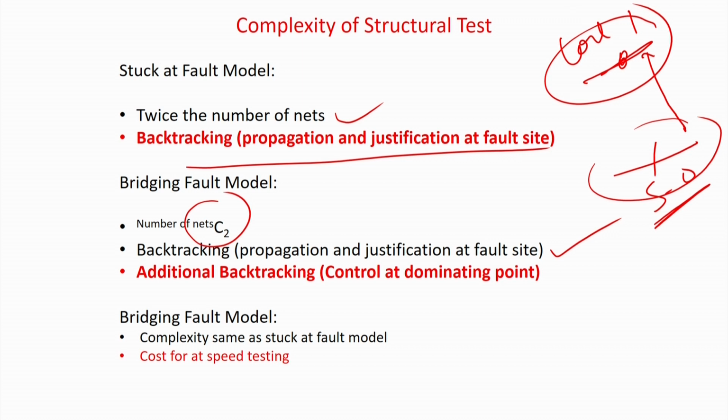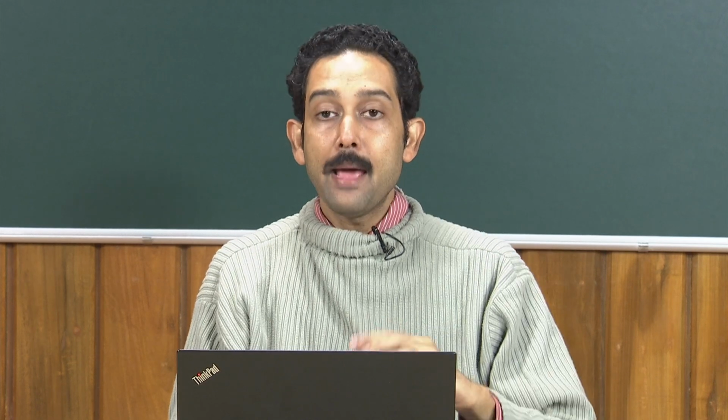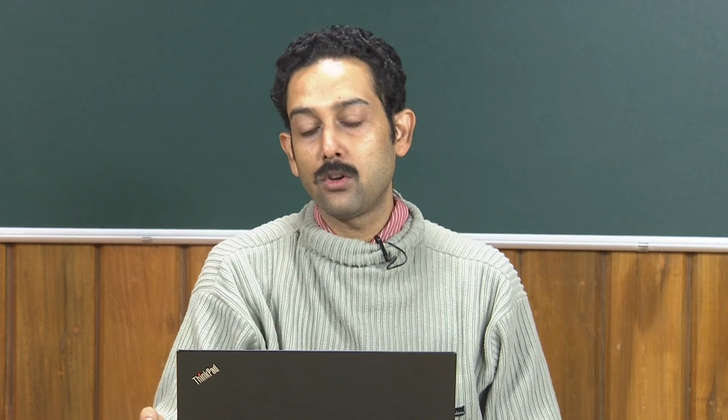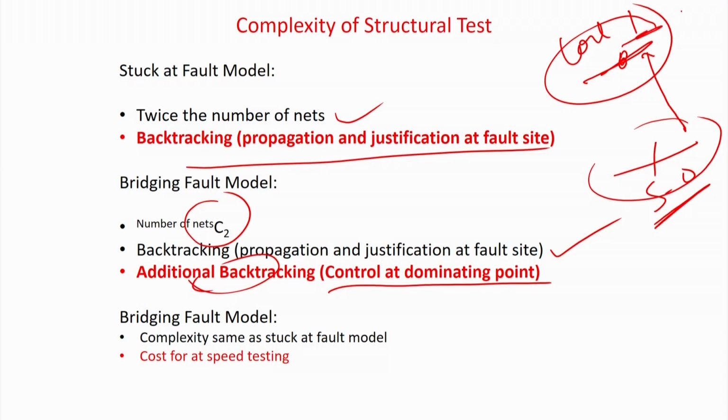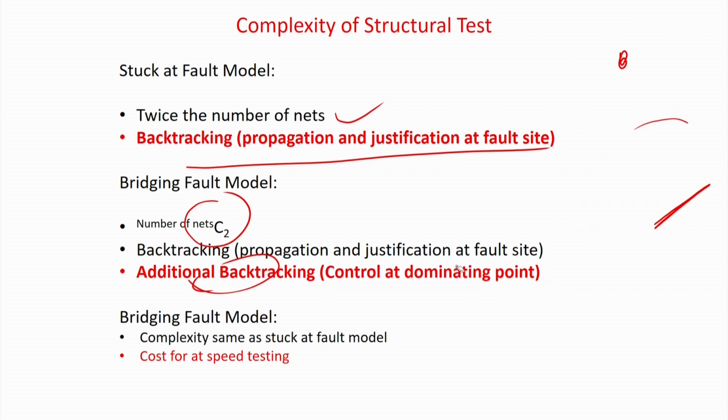So the more constraints you put, the more conflicts you will have, and additional backtracking will be required. So this control at the dominating point: one point is getting dominated where you are going to test the Stuck-at-0 and Stuck-at-1 fault, but the other line which is dominating it has to be put to a constraint. Like as I told you, in this case maybe you were checking for Stuck-at-0, here you have to keep a 1. So the more such control points you have, the more complexity there is because of the backtracking.